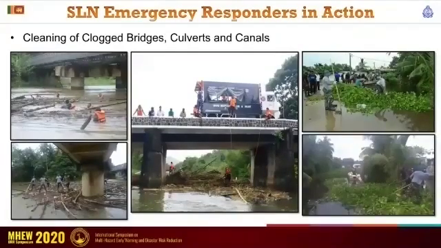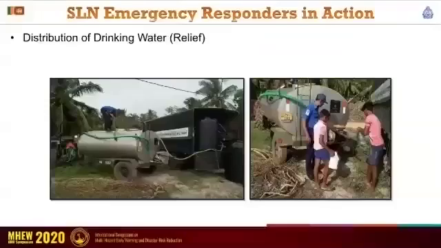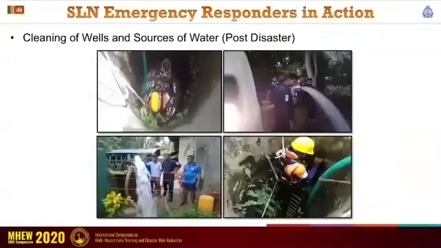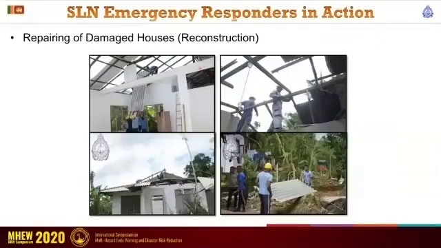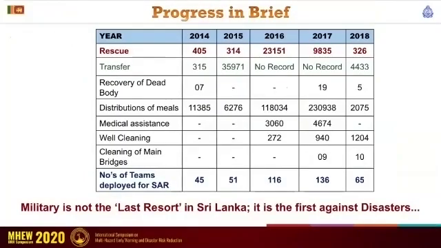cleaning of clogged bridges, culverts and canals, because this is very much important to reduce the flood effect. Distribution of drinking water as a relief service, then cleaning of wells and other water sources as a post-disaster activity, repairing of damaged houses as the reconstruction phase. Then this is the progress in brief: how many personnel we have rescued and transferred, and how many teams were deployed for search and rescue.